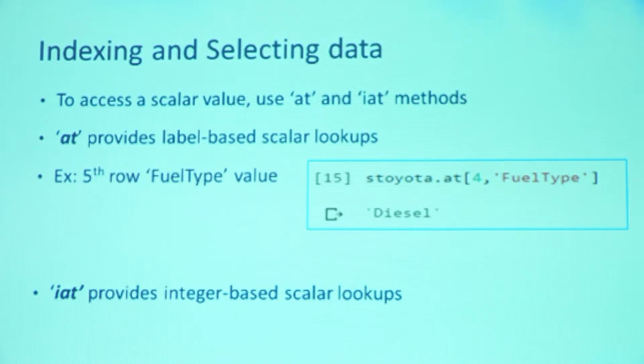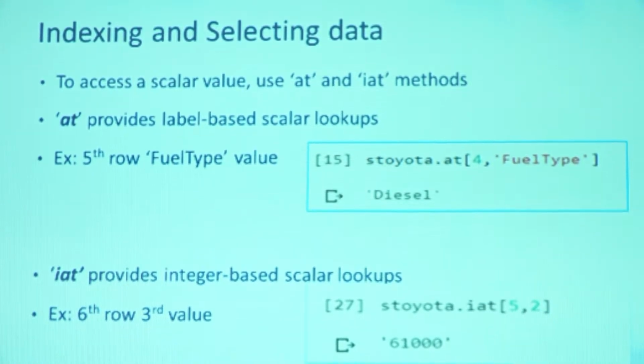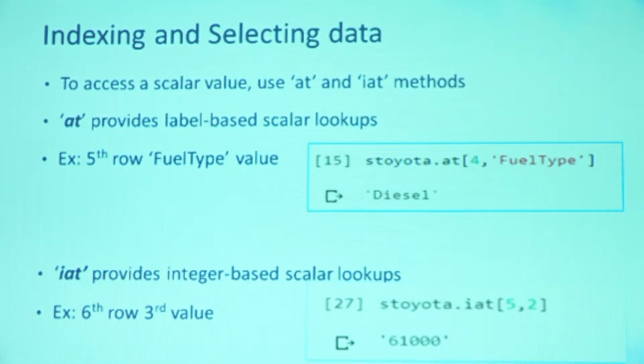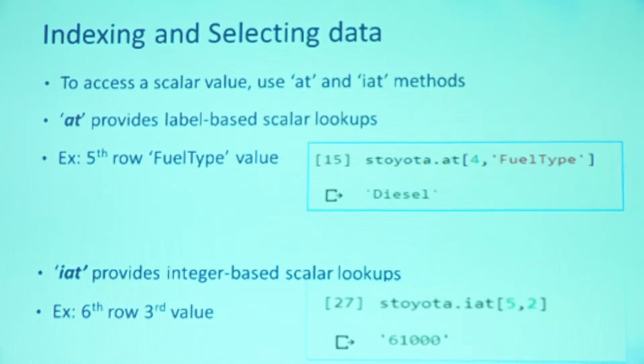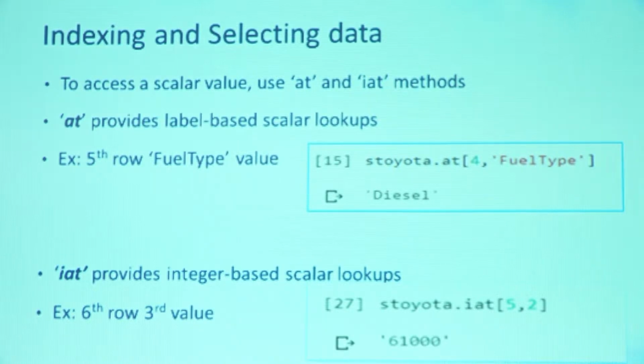Now if I want to go for integer-based scalar lookups, meaning instead of the label fuel type I want to use the index of the column, what should I do? I should use iat. When I use i, it means integer, and at means scalar lookup, so iat becomes integer scalar. If I am using only at, I am bound to use the label name. If I am using iat, I am bound to use the index number of that label.